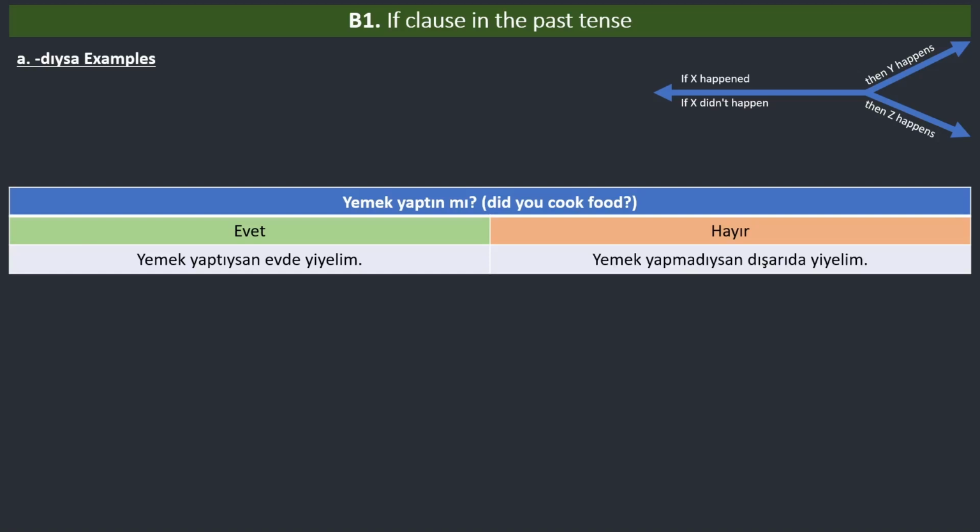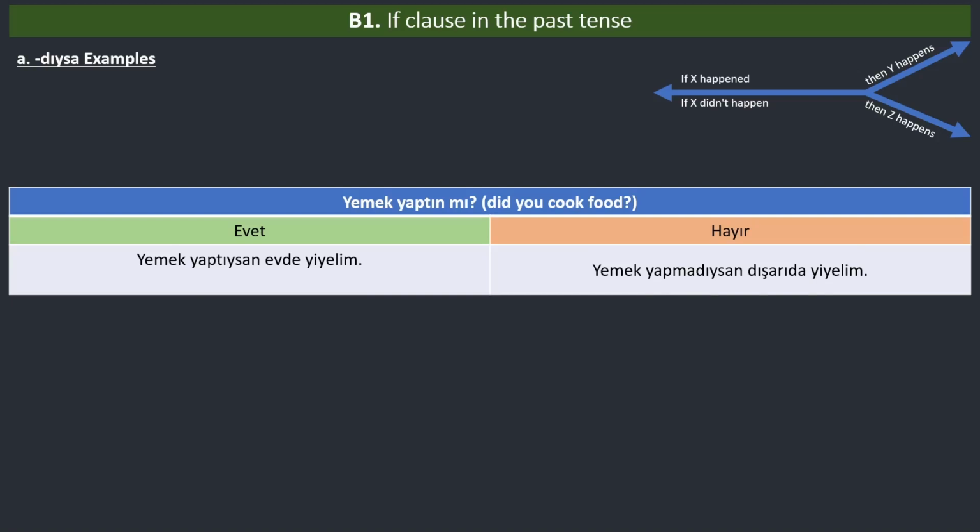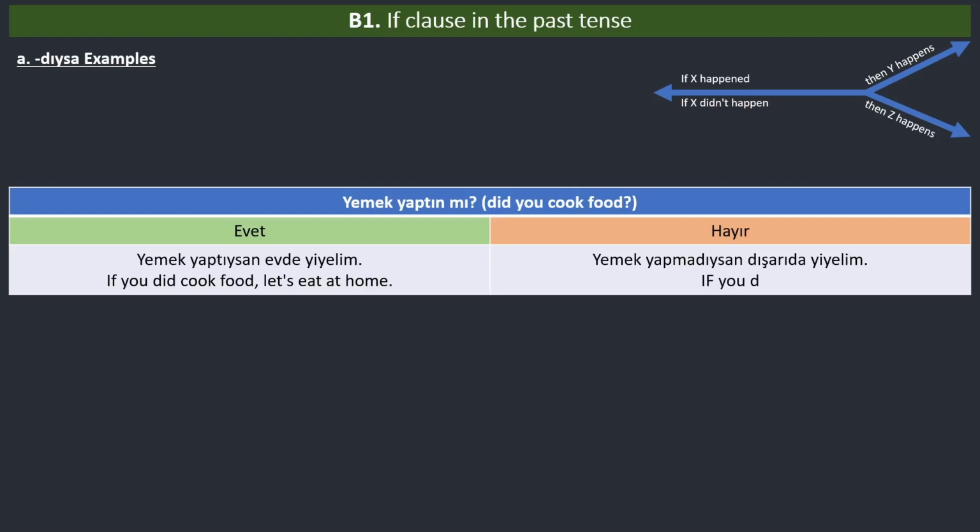Let me translate this. If you did cook food, let's eat at home. Yemek yaptıysan evde yiyelim. And if maybe you didn't cook food, if you didn't cook food, let's eat outside. Dışarıda yiyelim. So the result depends on whether or not I made food. Yes or no.